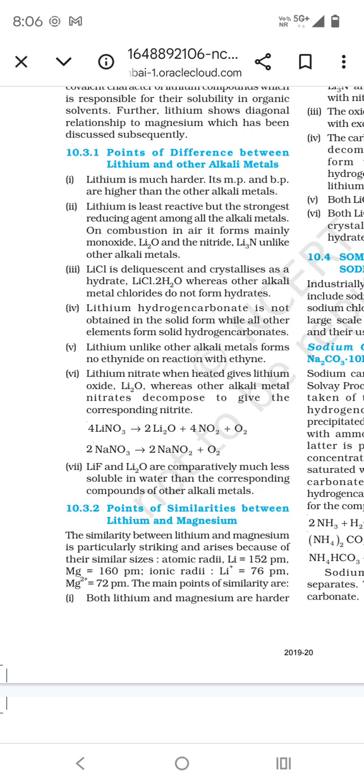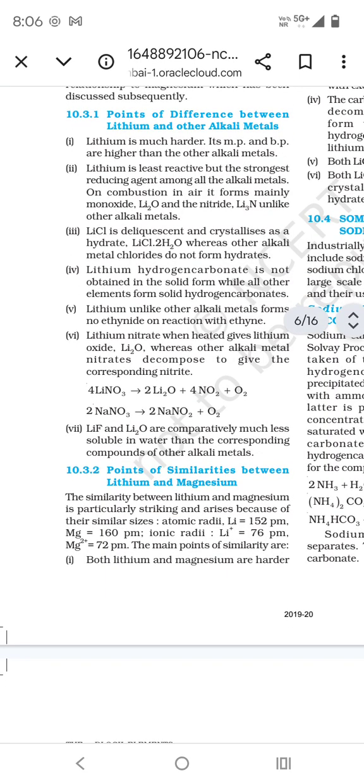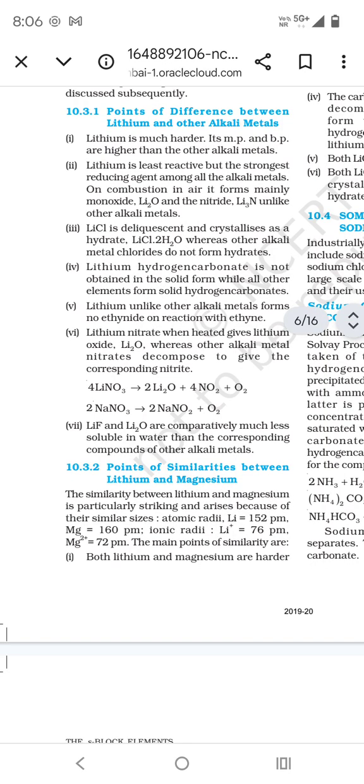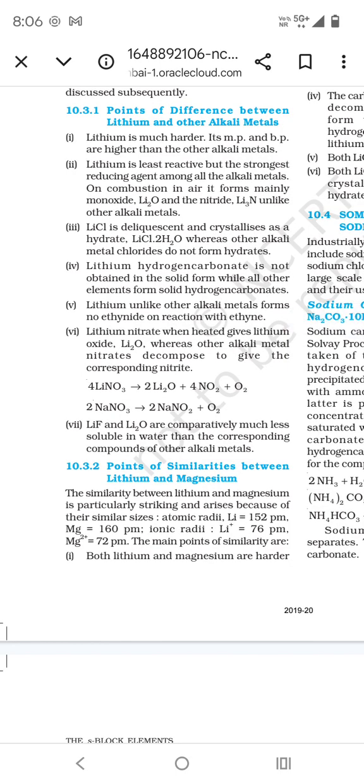Lithium hydrogen carbonate is not obtained in the solid form, while all other elements form the solid hydrogen carbonate. Lithium, unlike other alkali metals, forms no ethynide on reaction with ethyne.